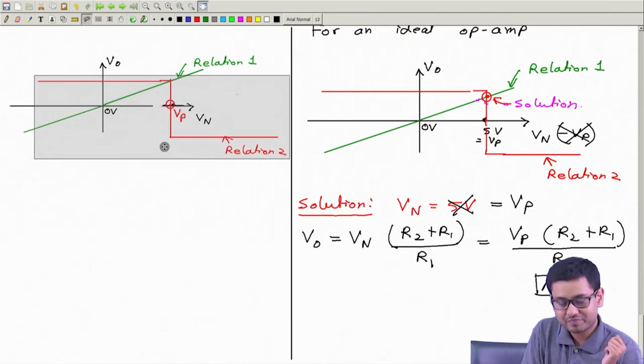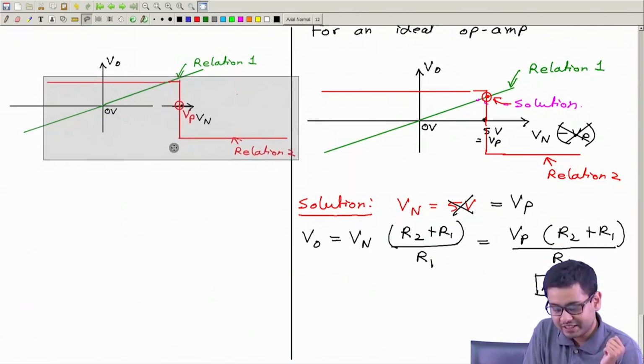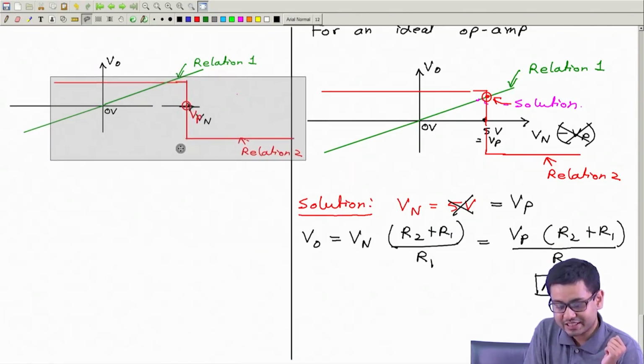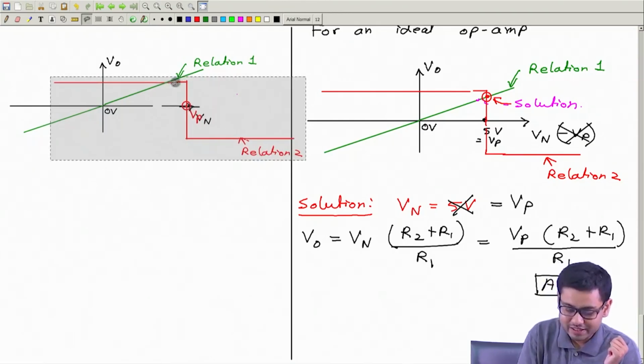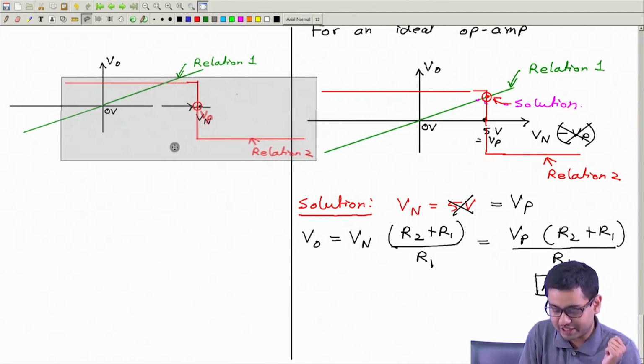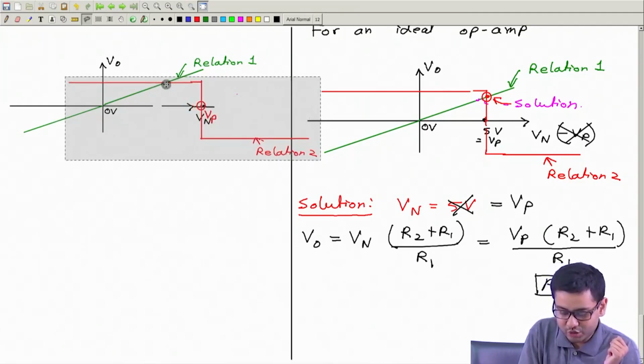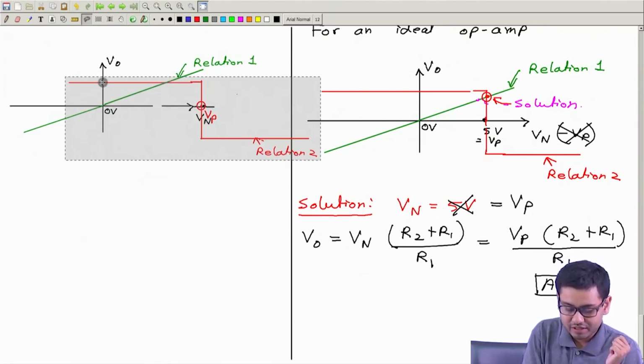until at this point. After this, output is not going to increase, because now the intersection of this green and the red curve is here at this saturation region, flat region. So even if I move this Vp further and further, the solution is at this point, which is constant, Vo equal to constant. And this constant is what? This is plus V supply. So it's not going to change.